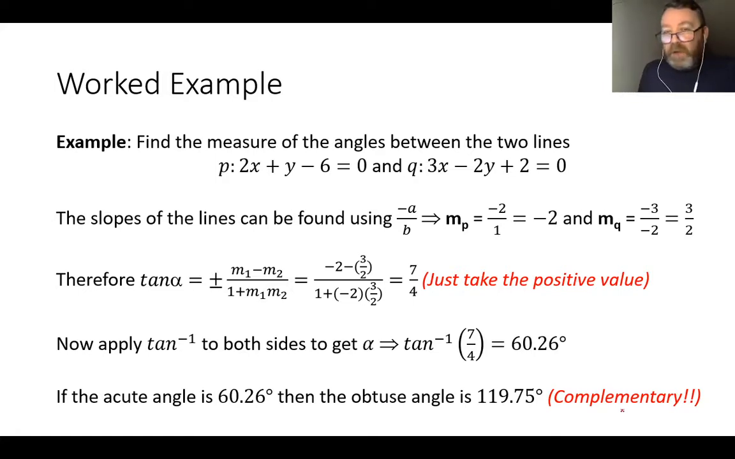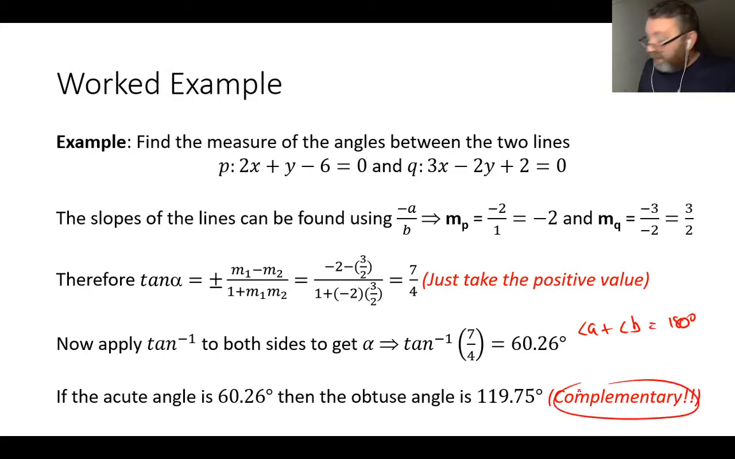Now, see that word in red? Complementary. If you can think back to your junior cert, what were complementary angles? Now, you had all kinds of angles in junior cert. You had corresponding angles, vertically opposite angles, alternate angles, and now you've got complementary. What are complementary angles? Complementary angles are angles that add to 180. So if you have angle A plus angle B giving you 180 degrees, then they are complementary angles. So any two angles that add to 180 degrees are complementary. Okay, keep that in mind.